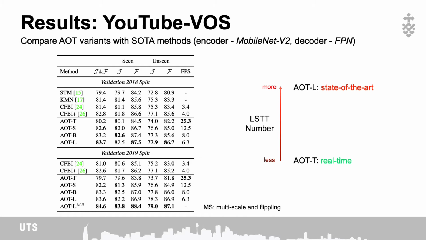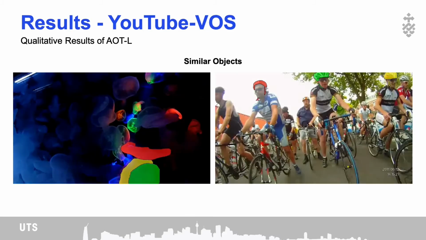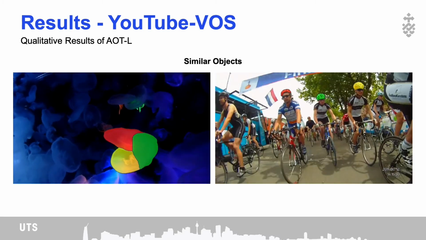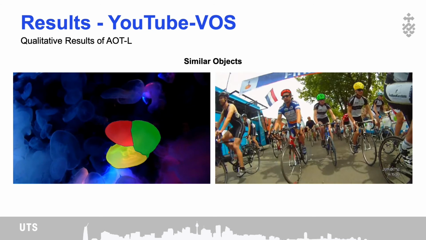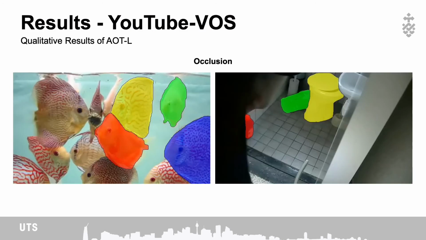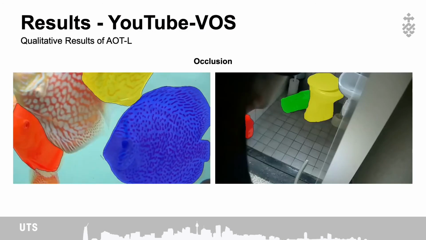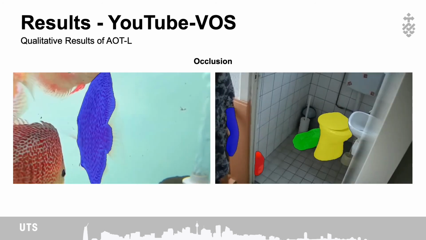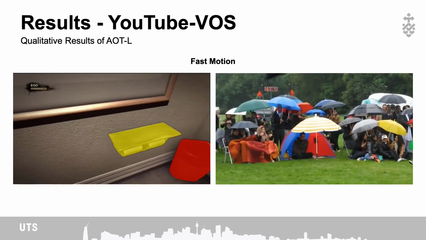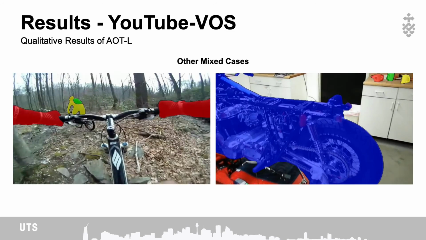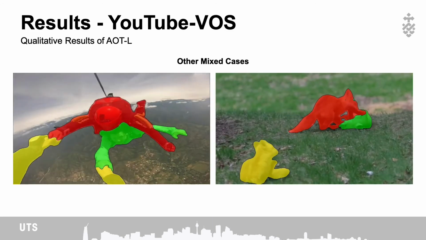Thanks to the hierarchical structure, we can simply adjust the LSTT number to balance our AOT between SOTA performance and the real-time multi-object speed. Next, we want to show some results of our AOT large without using any test time augmentations. Our AOT is robust to many challenging cases in YouTube-VOS, such as similar objects, occlusion, fast motion, and other mixed cases.